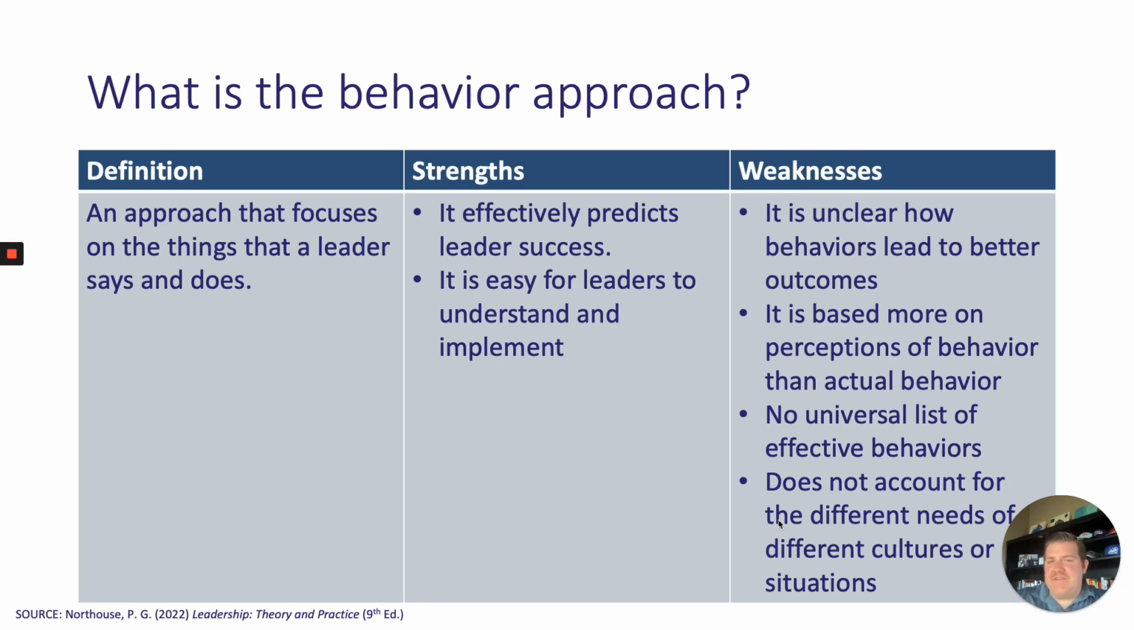What we mean by that is a lot of the research on the behavioral approach is done by maybe surveying the followers of a leader. And it's possible that the leader's actual behavior and how the followers are seeing the behavior don't exactly line up. All right. Now, there actually is no universal list of effective behaviors, so that's another weakness. And it doesn't account for the different needs of different cultures or different situations, so it's not as adaptive as it might need to be.